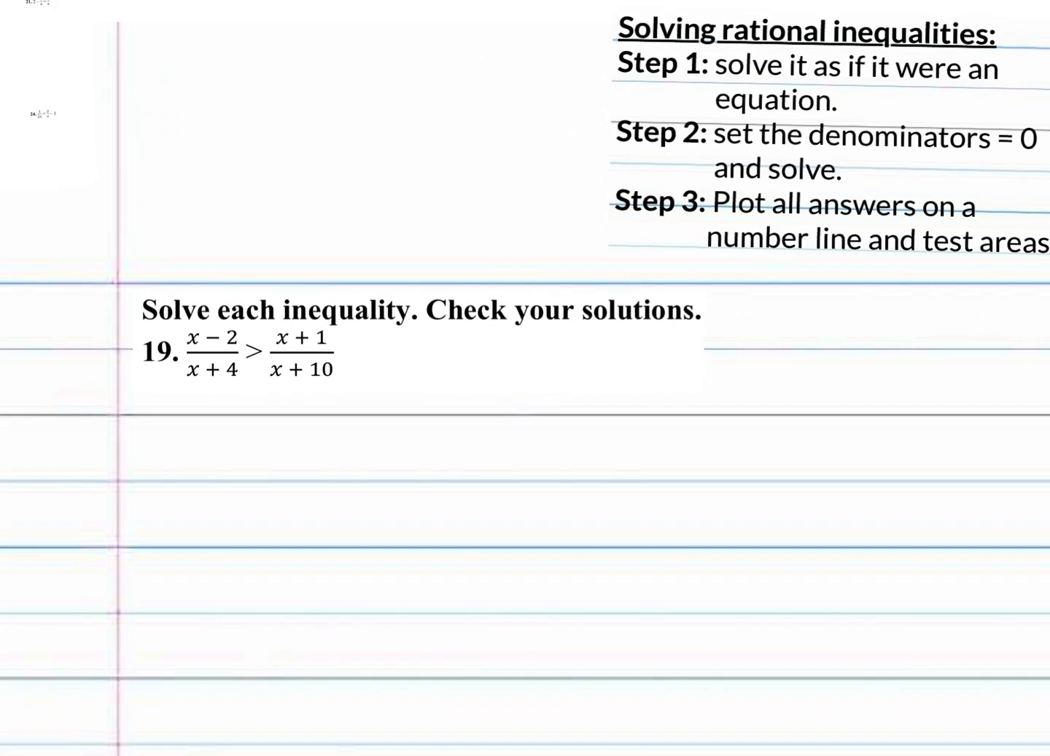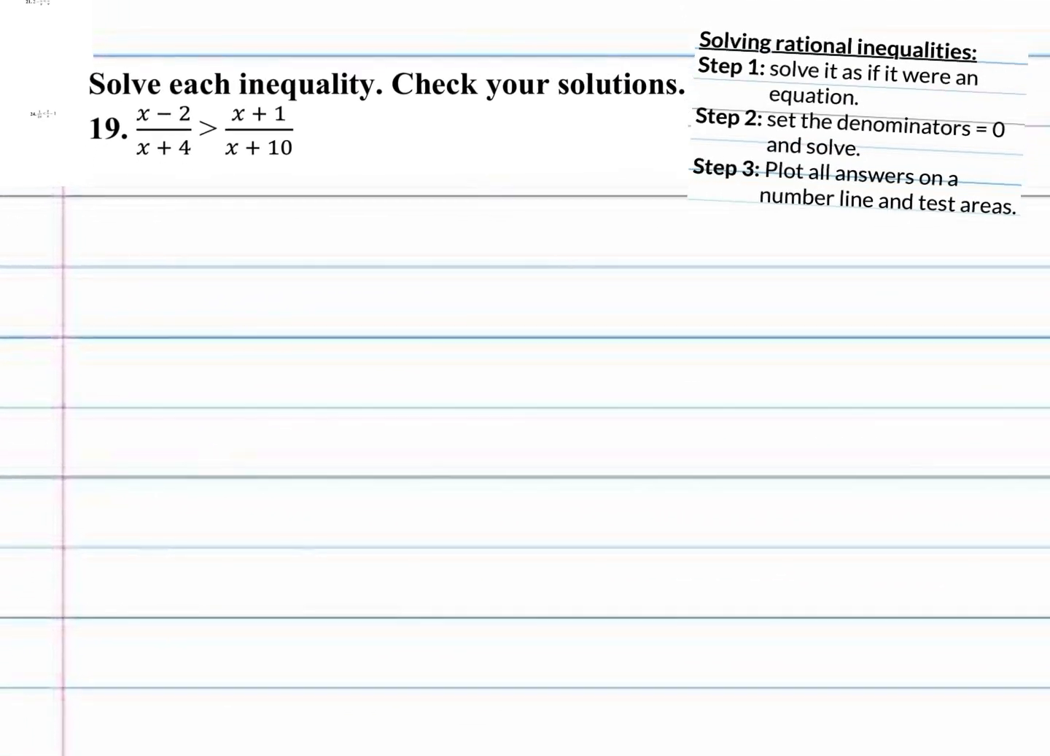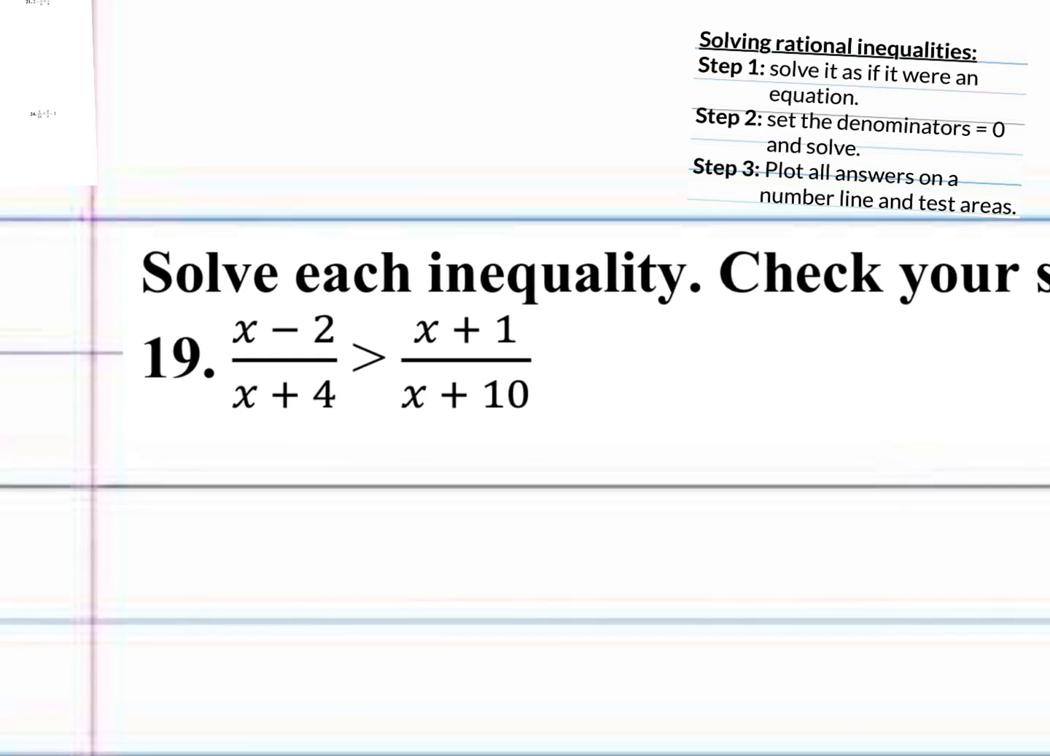So step 1, solve it as if it were an equation. Okay, so let's go to this inequality and solve it as if it were an equation. You don't want the fractions, you want to get rid of the fractions. So you're going to multiply everything by the denominator of the fraction you want to get rid of. I want to get rid of the right one first by multiplying by x plus 10. Everybody go ahead and put an x plus 10 up there in parentheses. That way it cancels out with the x plus 10 down there. But then again, what you do to one side, you do to the other. So you're going to have to multiply this side by x plus 10.